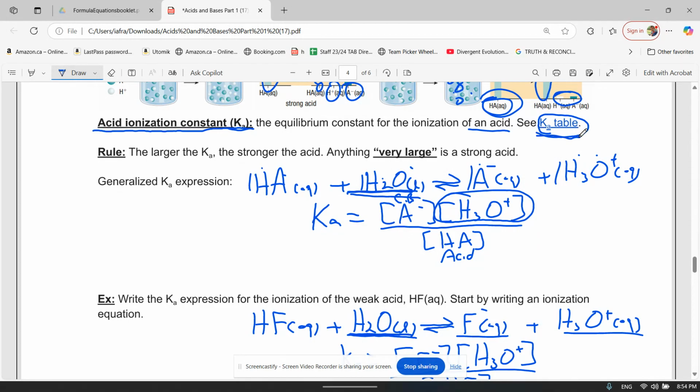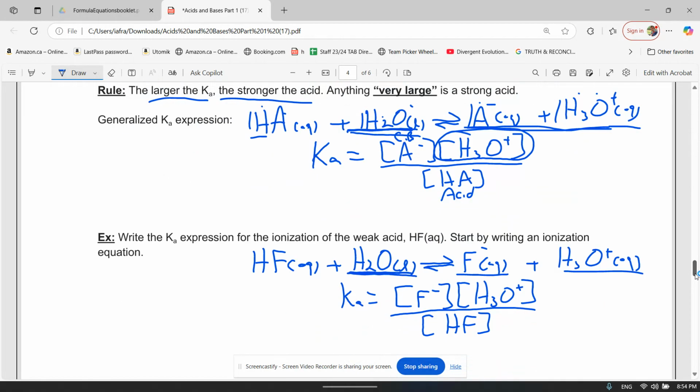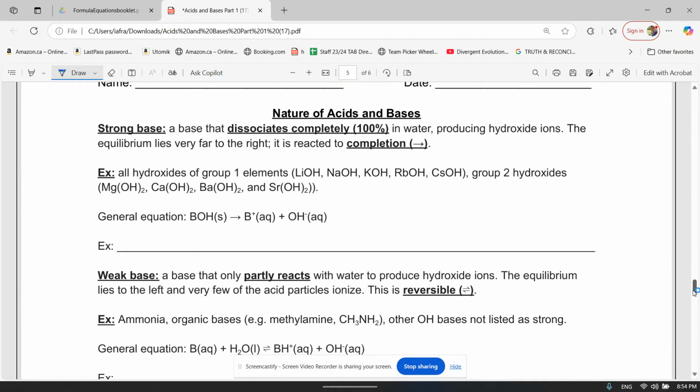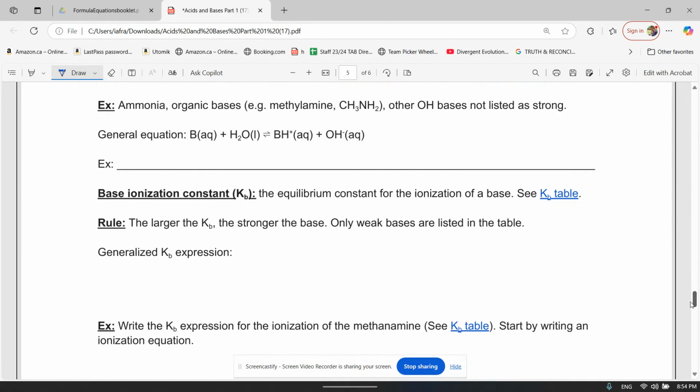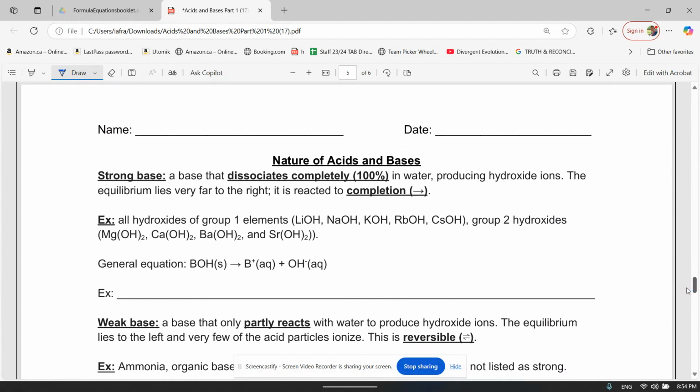A little reminder that the larger your Ka, the stronger your acid is going to be, because that means you favor the products more, and you're essentially donating H plus more readily to make more of that H3O plus on this side. And for the same reason, the smaller the Ka, the weaker your acid is going to be. In the next video, we're going to take a look at strong bases and weak bases, and essentially see a similar concept, but from the perspective of bases.